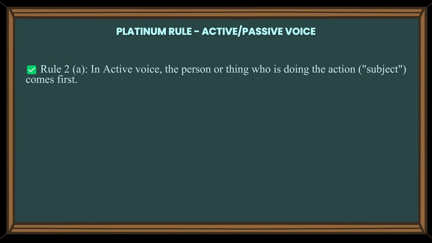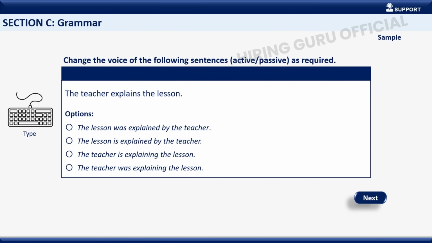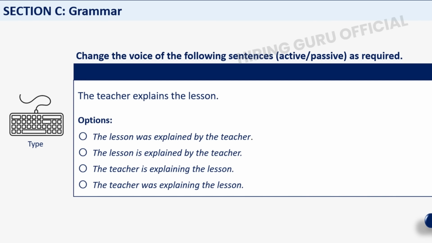Rule number 2. In the active voice, the person or something who is doing the action, which is called the subject, comes first. But in the passive voice, the person or thing receiving the action, which is called the object, comes first. Let me explain this through an example. So in the active voice, the sentence says, the teacher explains the lesson. So in the passive voice sentence, it will become, the lesson is explained by the teacher.